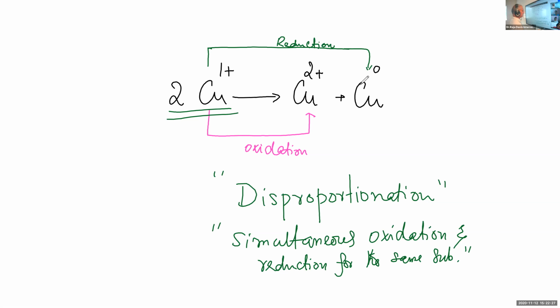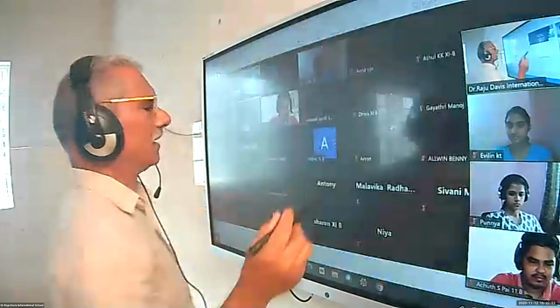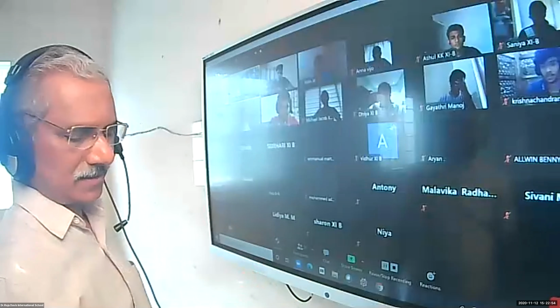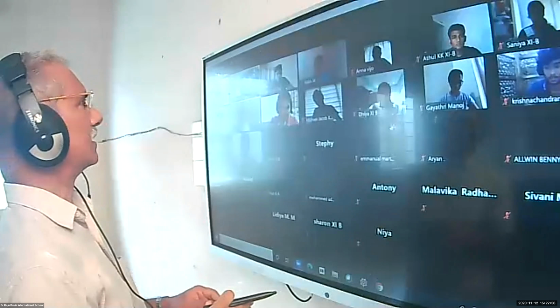Now you write the definition. Simultaneous oxidation and reduction for the same substance. That is, an increase and a decrease in the oxidation number for the same substance. That is called a disproportionation. Is it all right? Okay. So it finishes our chapter, the redox reactions. This much is enough for us.